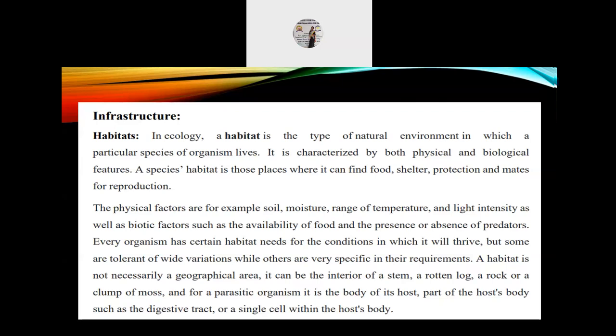A habitat is not necessarily a geographical area. It can be the interior of a stem, a rotten log, a rock, or a clump of moss, and for a parasitic organism, it is the body of its host, part of the host body, such as the digestive tract, or a single cell within the host body.